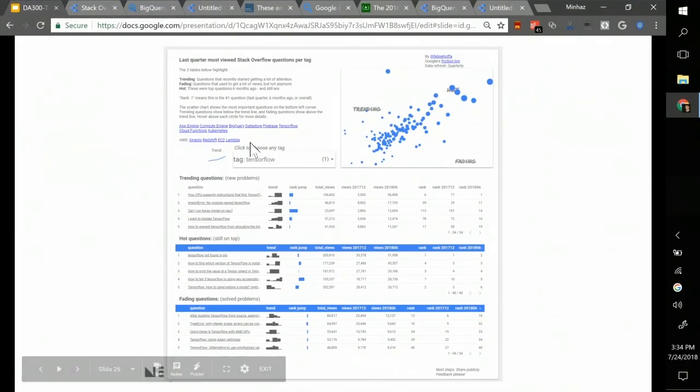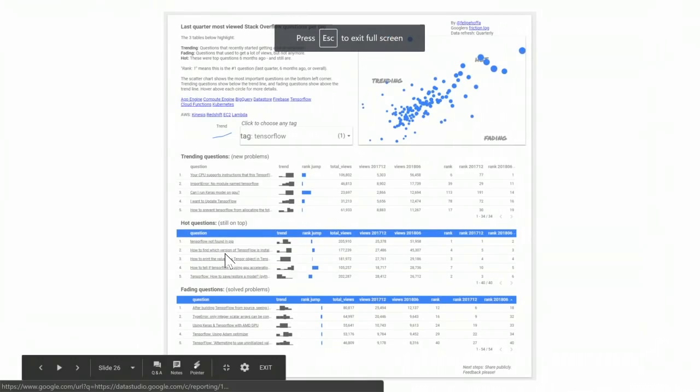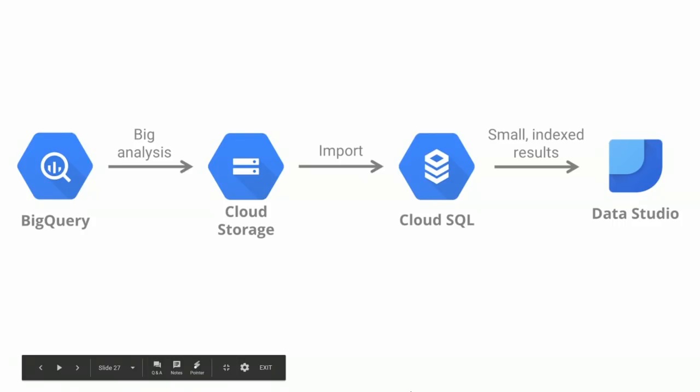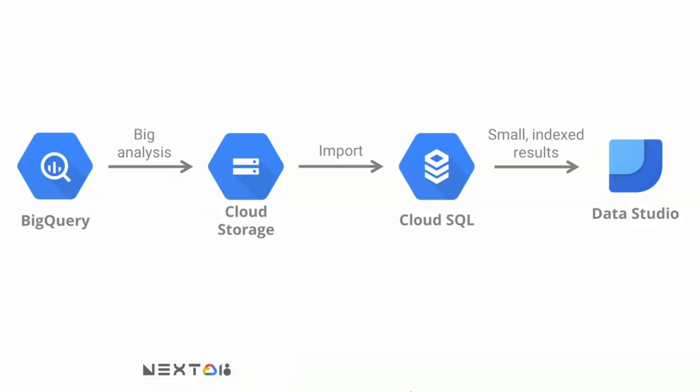Sure. So can you tell us what you exactly did behind this? Like, how did you set up your data pipeline? Oh, yes. Let's go back to how we made this with Cloud SQL. Basically, I have BigQuery, and in BigQuery, I run my huge analysis reducing the data. I store it in cloud storage. That can be imported into Cloud SQL, which is MySQL in this case, and then Data Studio can read it.